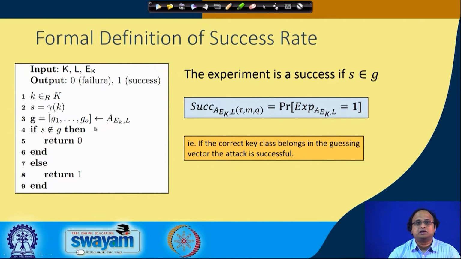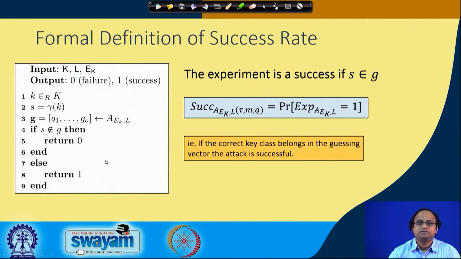Then it returns a guessing vector, denoted as G, which is G1 to GO. Now if S does not belong to G, that means this key class is not in G, then it returns 0, which means the attack is a failure, and if it belongs to G, then the attack is successful, so it returns 1. The success rate can be defined as the probability that this experiment returns a 1. If it returns a 1, it means S belongs to G, and therefore the adversary, which is an O order adversary as I defined, is successful.